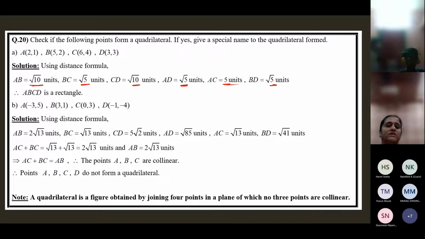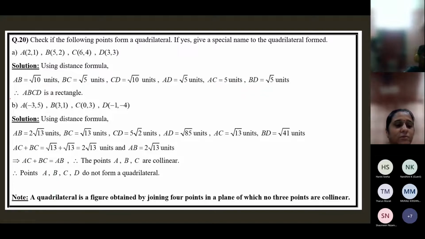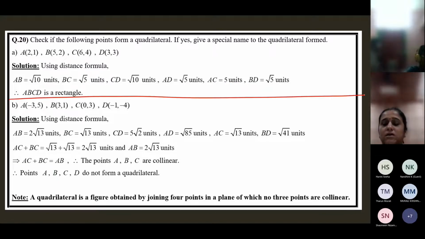Children, please work and tell me. Take down the first one. Because if it's a rectangle, I should get BD also as 5 units, or both AC and BD should be root 5 or 5 units. Please work all these and tell me if my answers are correct. Take down the first question, find AB, BC, CD, AD, AC, and BD quickly.